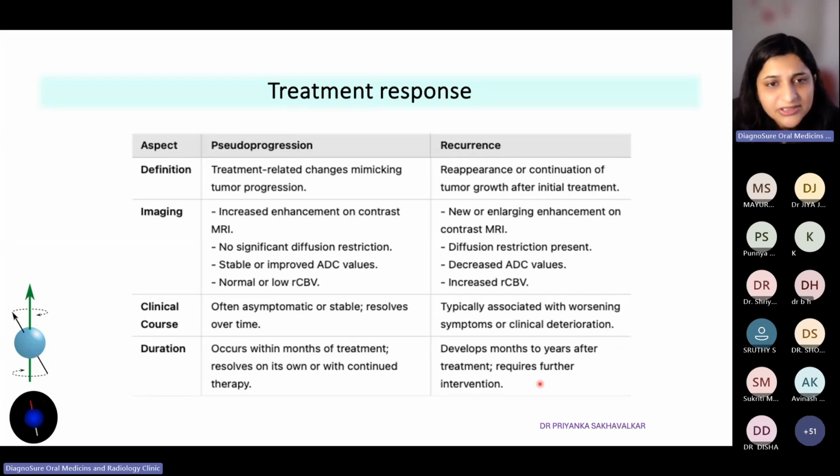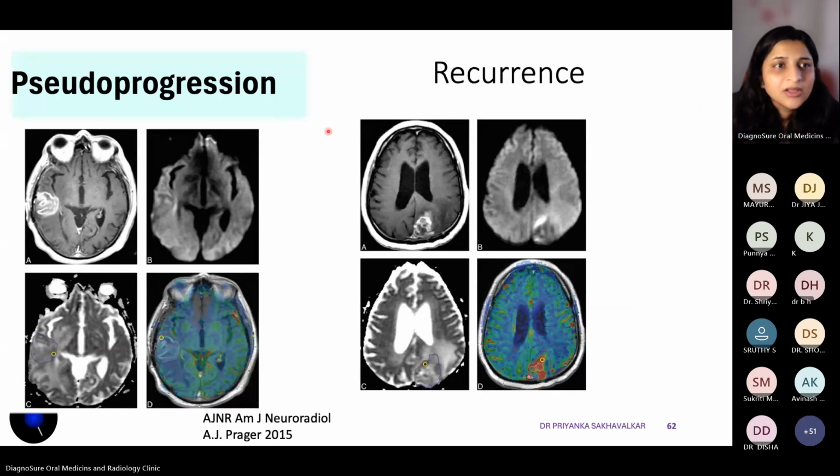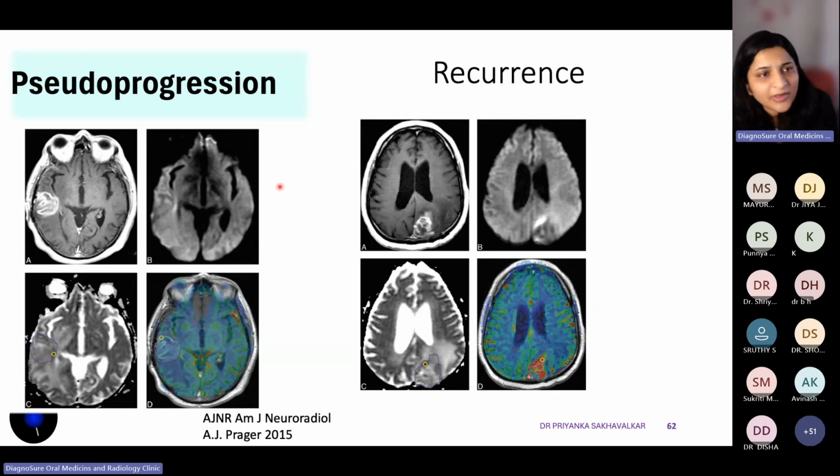I'll show you images to explain this in a better way. Now this is the scan. Okay, so you can see the tumor here. And you can see these are new lesions taken from the follow-up scans. See, this is the lesion that we see. It is 6 months after receiving radiation therapy with concomitant adjuvant chemotherapy. A patient with glioblastoma developed a new heterogeneous mass in the right posterior temporal lobe.